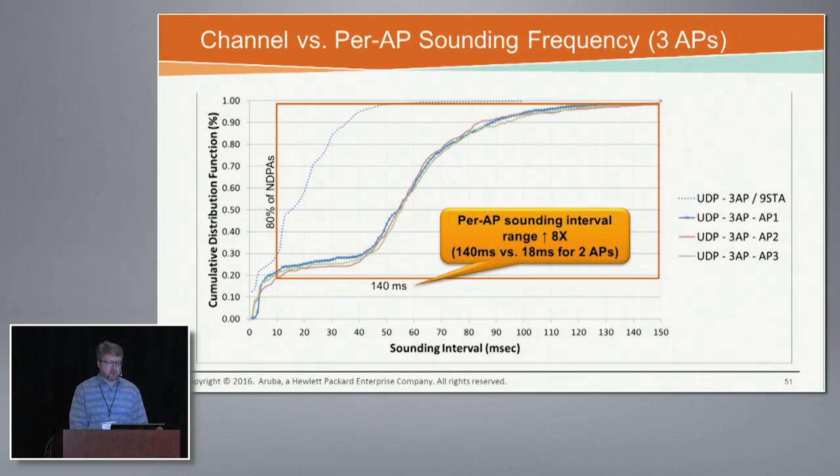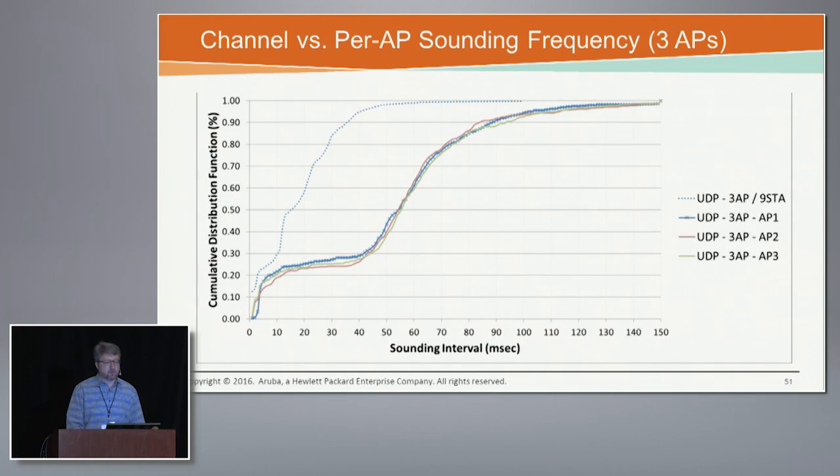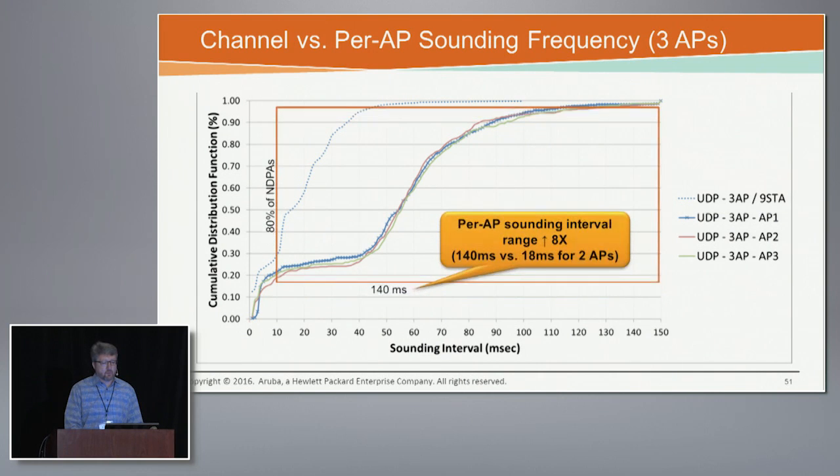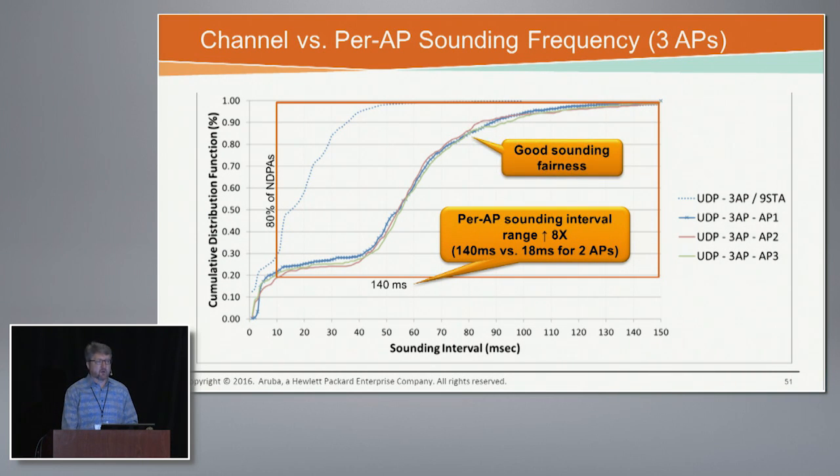Now you can see that it's starting, whereas here it was pretty tight, right? They were all, each AP was able to get at the channel when it wanted to sound, right? So now we're actually seeing the sounding intervals really push out. So it's about an 8x increase in range in terms of the delay between the sounding intervals at the 80% mark. We are seeing good fairness.